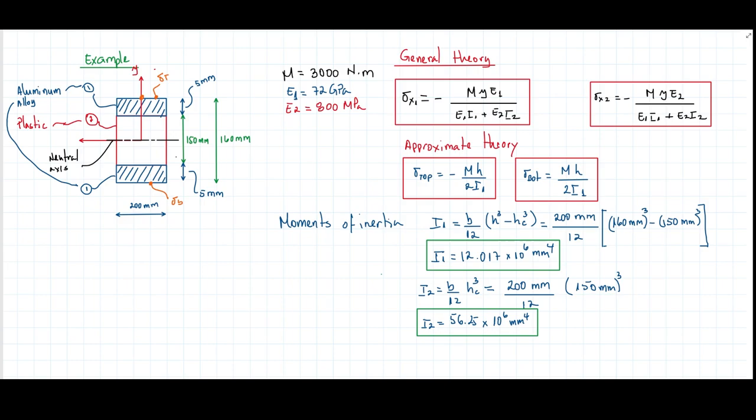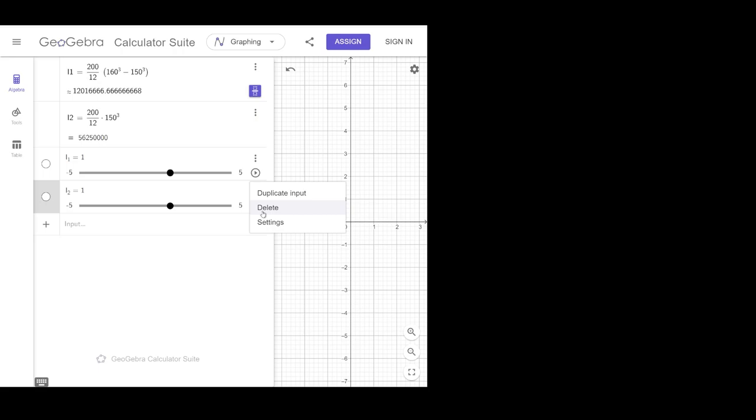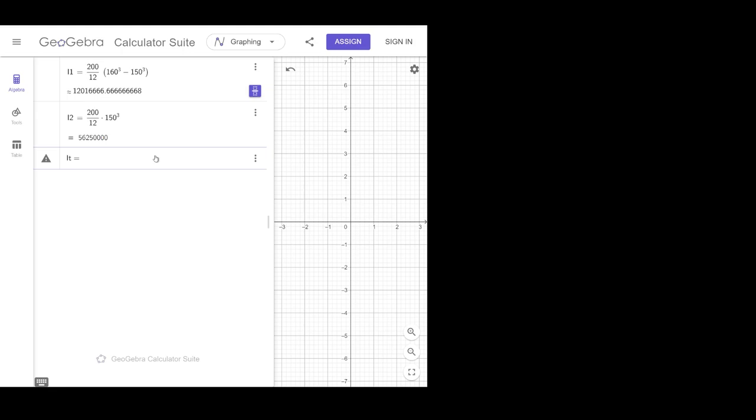So let's go here. So what about if I say that I total is equal to I1 plus I2. Ah, no, this is wrong. Delete, and delete. So it's going to be I total equal to I1 plus I2. That would be equivalent to calculate the total. Let's call it T. It's base divided by 12 times the height to the power of 3. And that's exactly the same.